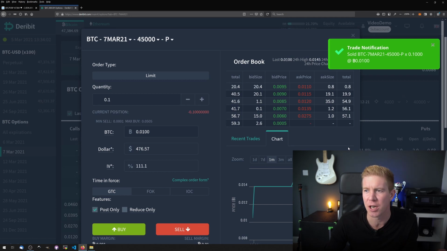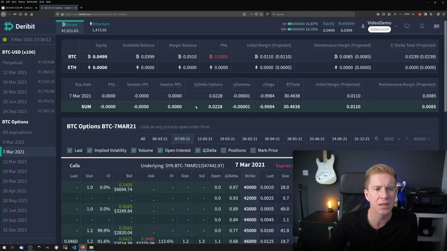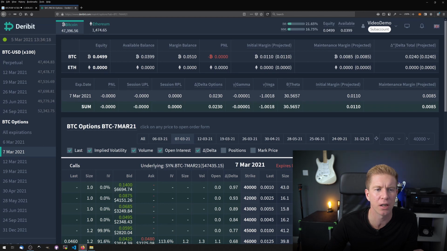So an arbitrage bot or someone on the other side of the trade has said, okay, we're going to take that order. The price in the order book has moved. And if we close this off now, we can see our position has come in up the top here. So the P&L, or the profit and loss, is currently zero.